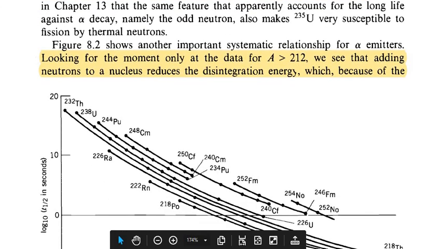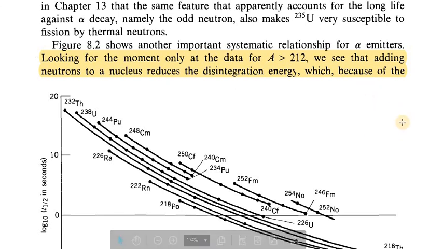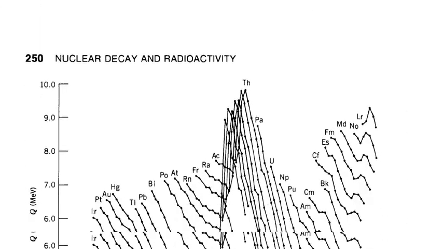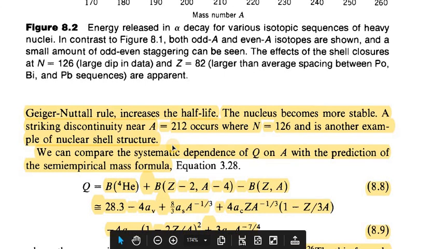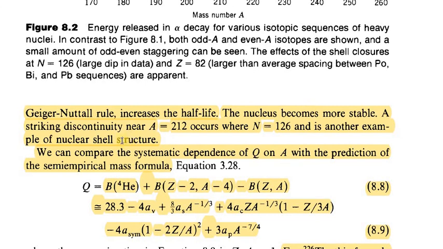Why would that be? Because the alpha particle is subject to Coulomb repulsion, which, because of the Geiger-Nuttall rule, increases the half-life. The nucleus becomes more stable. A striking discontinuity near A equal to 212 occurs when N equals 126 and is another example of nuclear shell structure. This also gives the basics of nuclear shell structure.